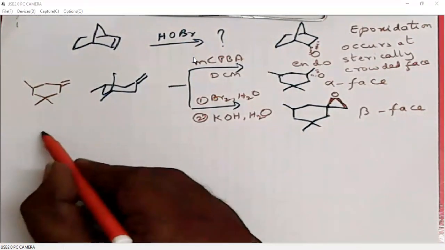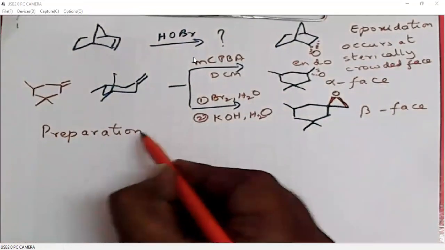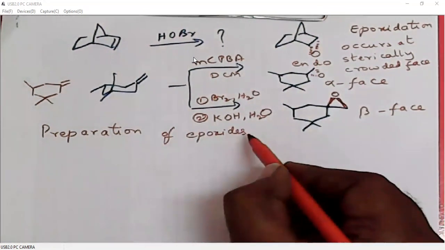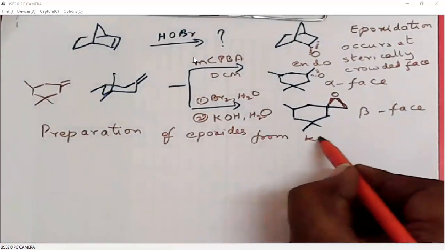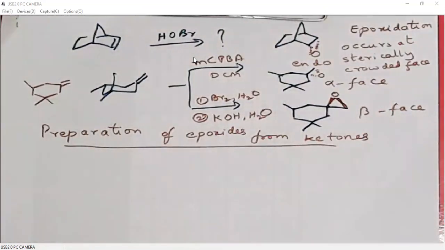Next, preparation of epoxides. Epoxides from ketones. So Darzens reaction is the generation of epoxides from alpha haloesters when treated with a ketone or aldehyde. But here we will directly generate epoxides from ketones by treating with some sulfur ylides.